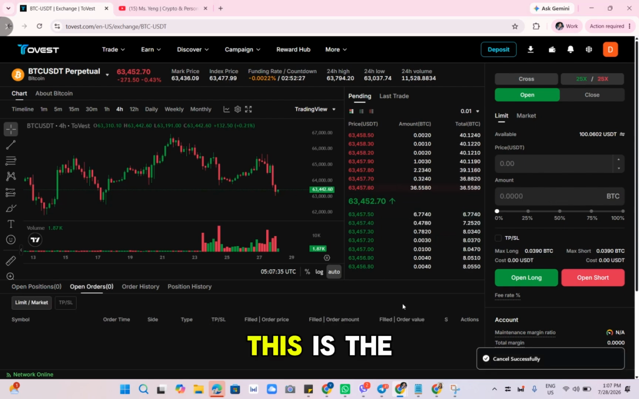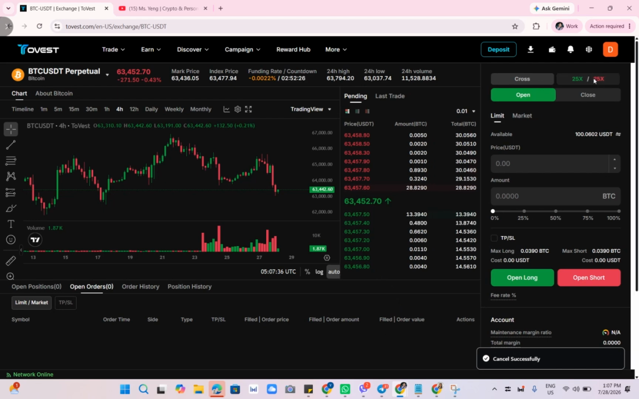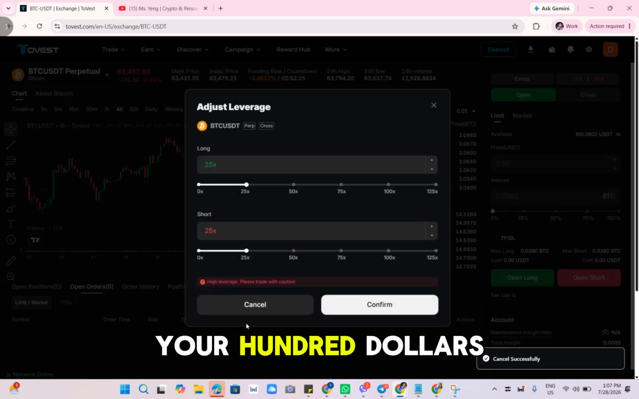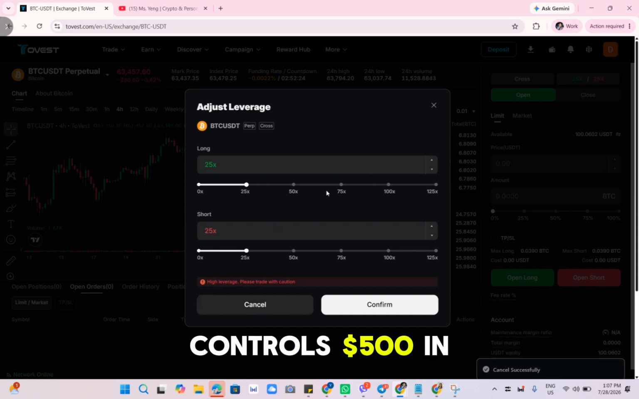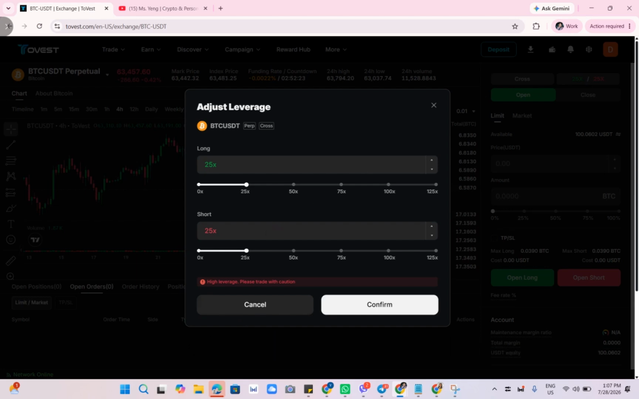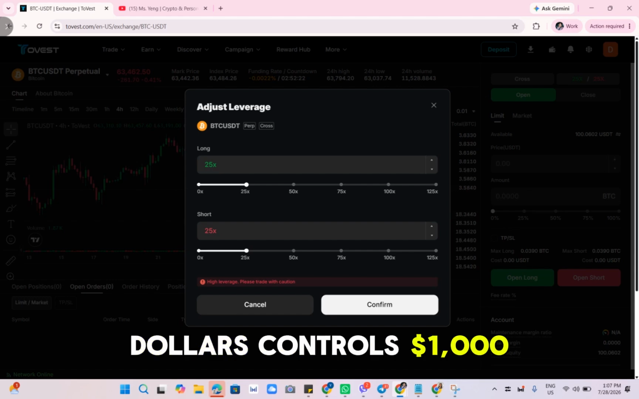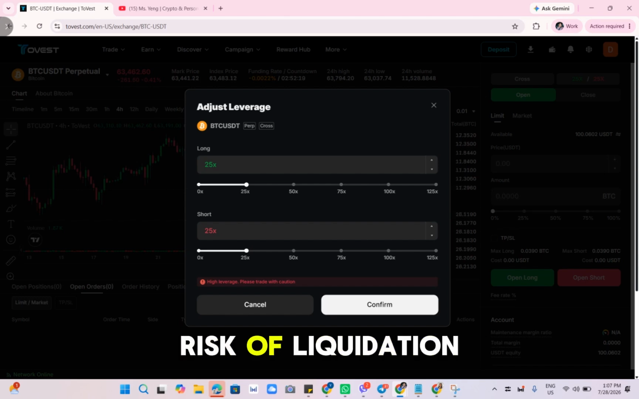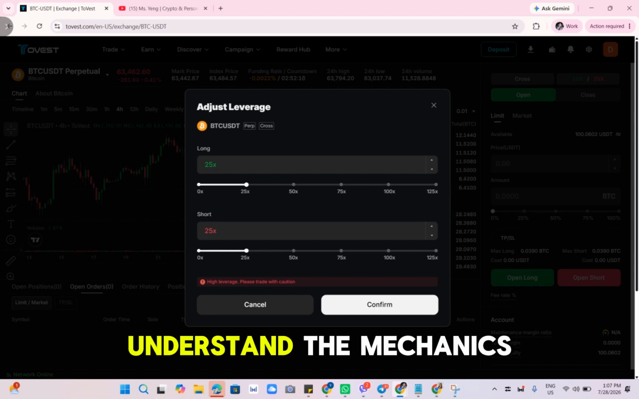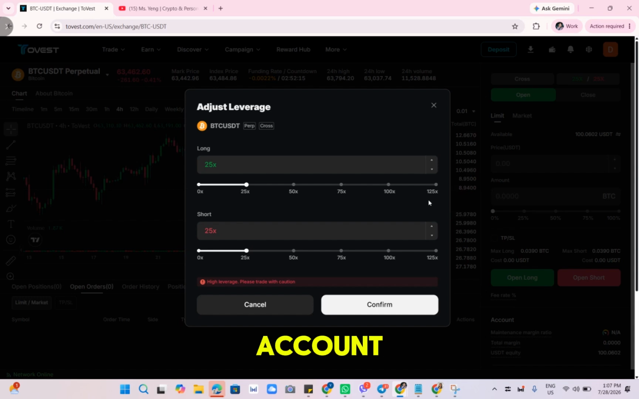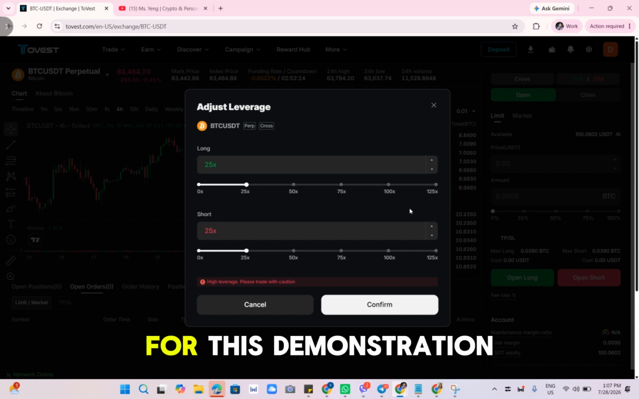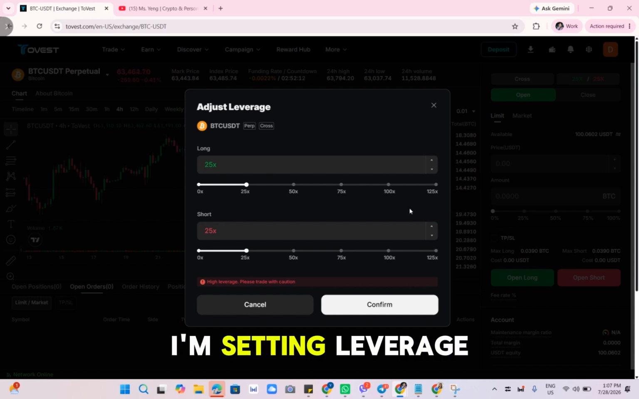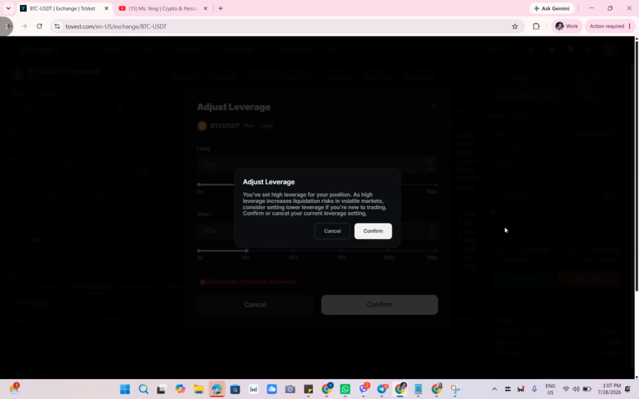And for the leverage, this is the multiplier on your position. 5x means your $100 controls $500 in position size. 10x means $100 controls $1,000 in position size. Higher leverage, higher risk of liquidation. If you're learning, stay at 3x to 5x maximum. The goal right now is to understand the mechanics without blowing your account on your first trade. Well, for this demonstration, I'm setting leverage at 25x.